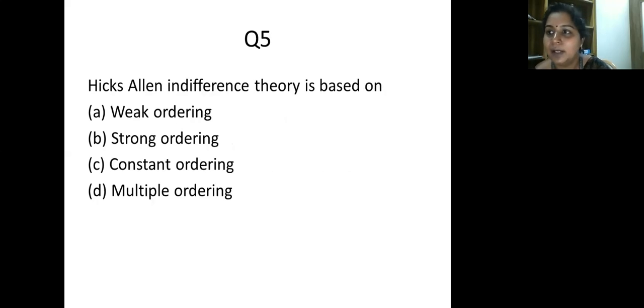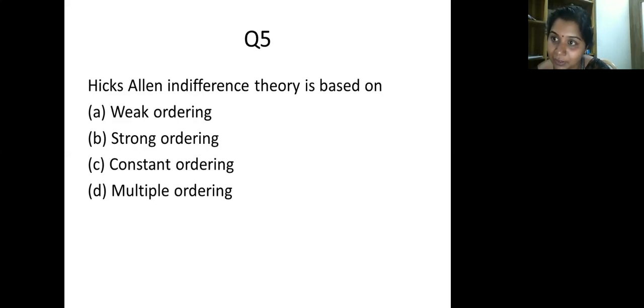And next one, from this area also you will get more questions. Hicks-Allen indifference curve theory is based on weak ordering, strong ordering, constant ordering, or multiple ordering. This question I have taken from your previous year question paper. What is weak ordering, strong ordering, constant ordering and multiple ordering? If this question comes in the NET exam, just think what you will answer. Randomly, I'm just assuming, the right answer actually is weak ordering. Okay, so indifference curve theory is based on weak ordering. So what is weak ordering?